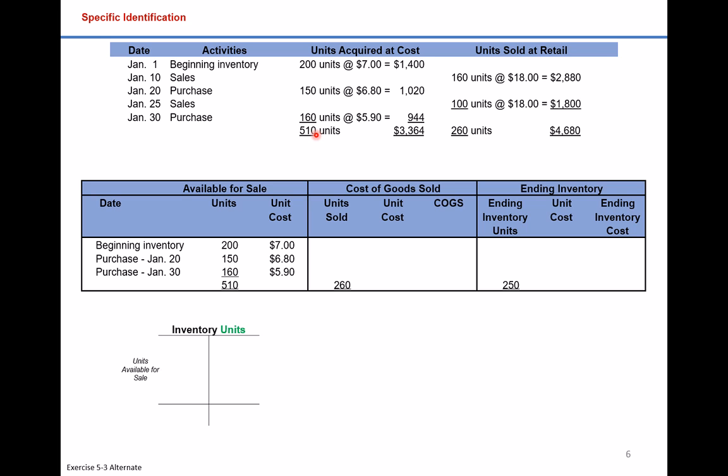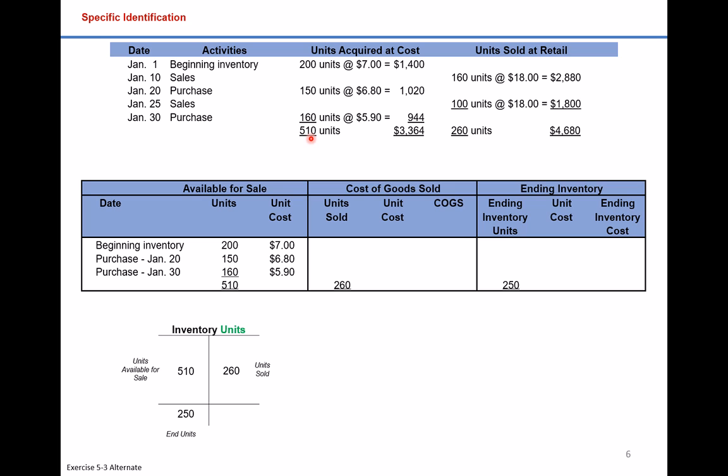So just as we did before, units available for sale, how many were those? 510. Hopefully you said that. Ending units, well, they ended with 250. So then what had to have been the missing number or the units sold? 510 minus 250 is 260.